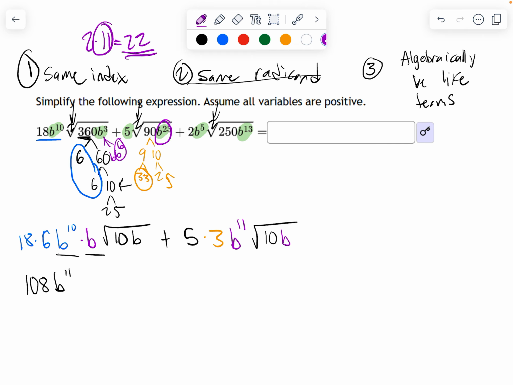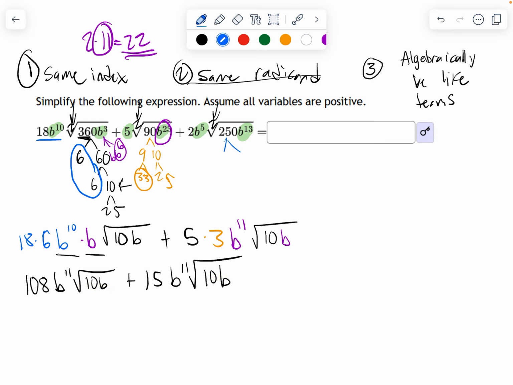Because of my 23 b's, 22 of them get used to create pairs, and then the very last one doesn't have a pair, so it has to stay behind. All right, there we go. So my next term will be, oops, I forgot that radical in the first one. 5 times 3, which is 15, b to the 11th, square root 10b, which we can already see is going to be a like term, right? Same radical, same index, and same algebraic like term, right? A b to the 11th in front. So promising. Let's look at our last one here.